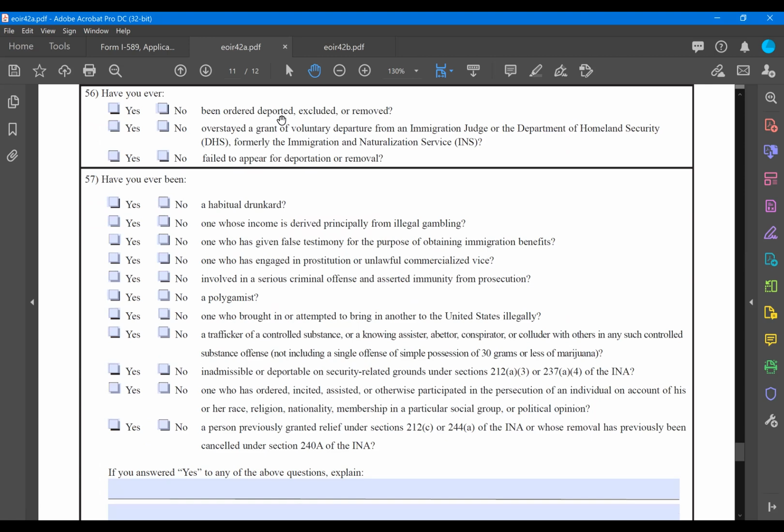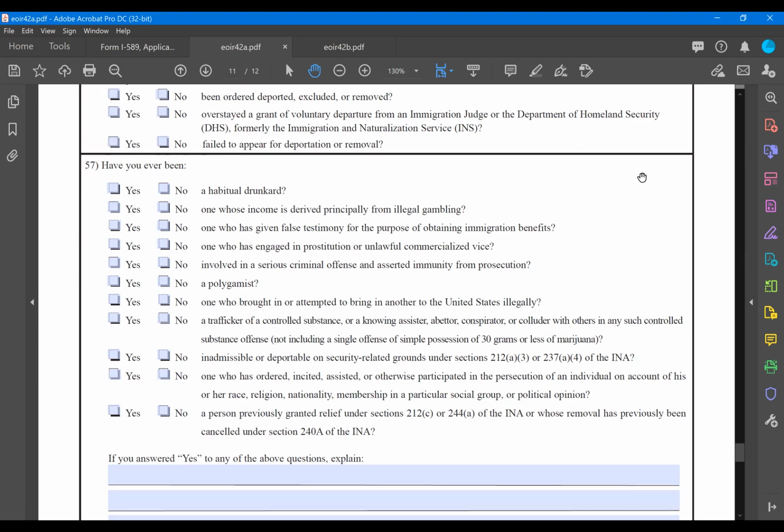Has the person been ordered, deported, excluded, or removed? Again, those are specific words. That doesn't include voluntary departure. Have they overstayed a grant of voluntary departure? So if they were given voluntary departure and they left in the right time, this is no, they didn't overstay it. Did they ever fail to appear for deportation or removal? So if they were ordered removed and they showed up to be deported when they said they were supposed to, the answer is no. It is only yes if they actually failed to show up when they were supposed to be deported.